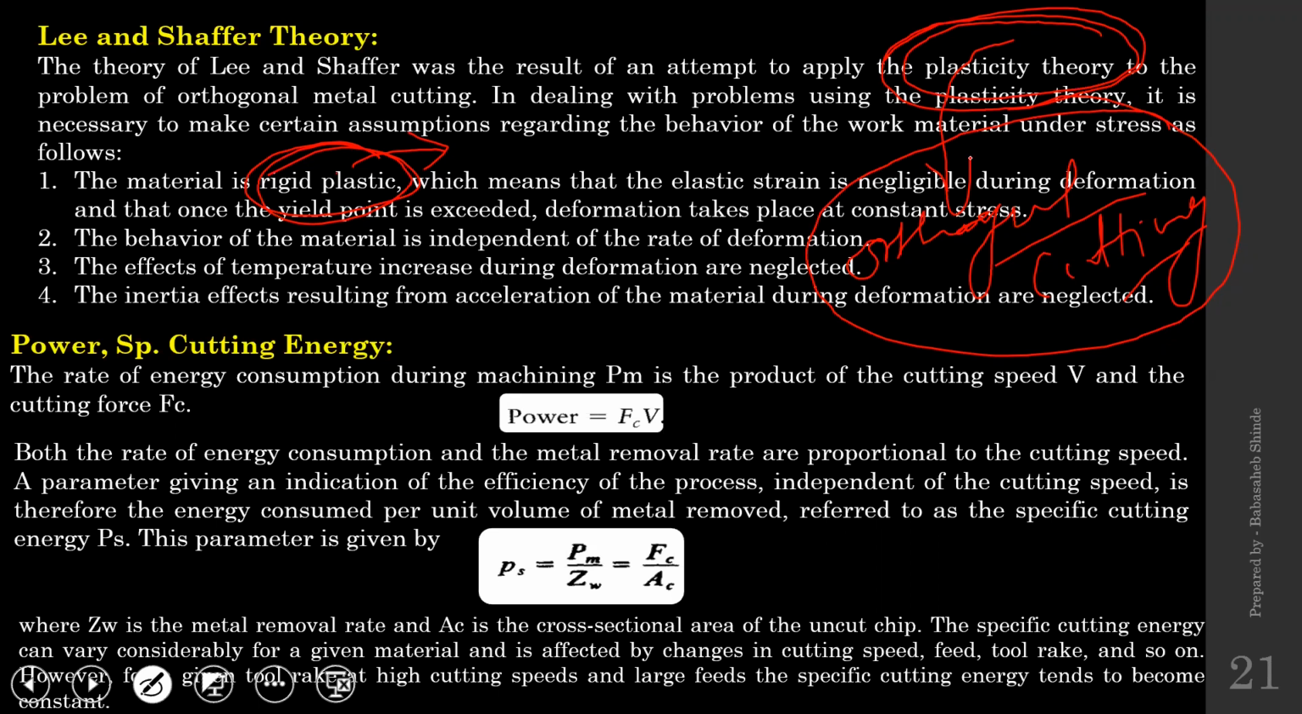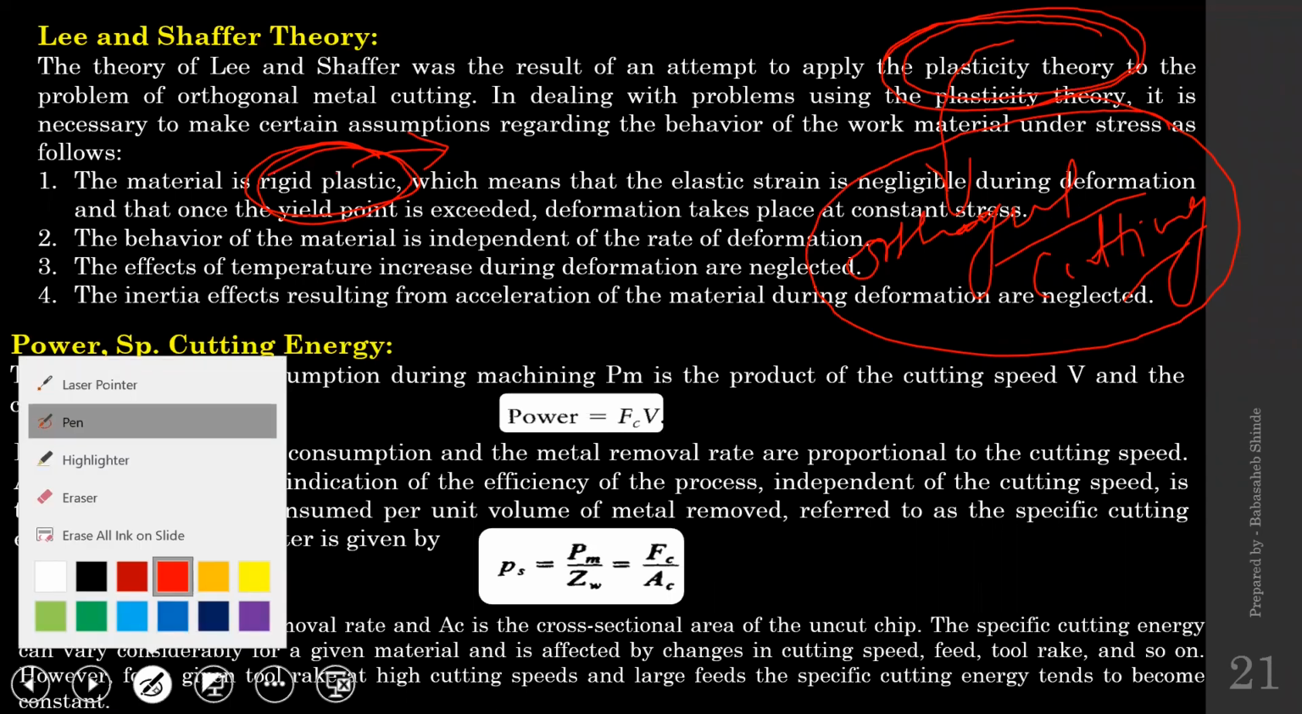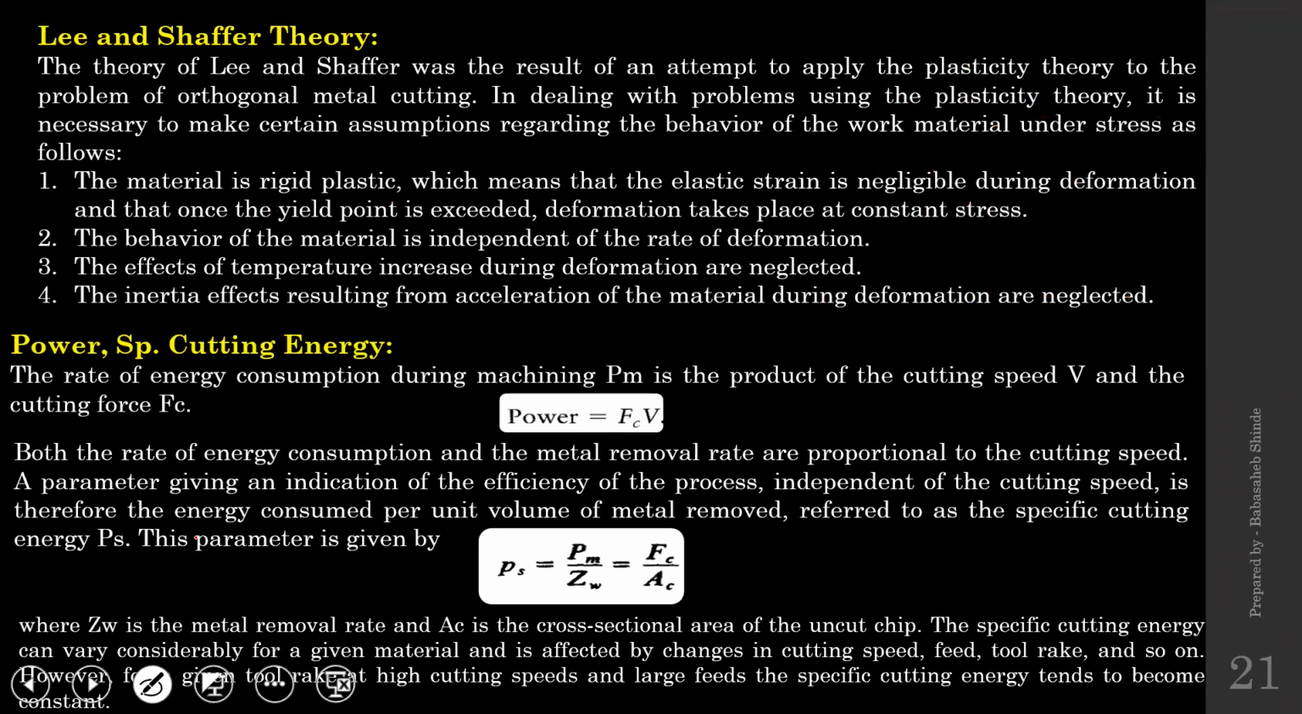Now there are certain assumptions that are important in case of this Lee Shaffer theory. The assumptions are: first one, the material is a rigid plastic. Now, what is meant by that rigid plastic? Rigid plastic means the elastic strain is negligible during the deformation, and once that yield point is exceeded, deformation takes place at constant stress.